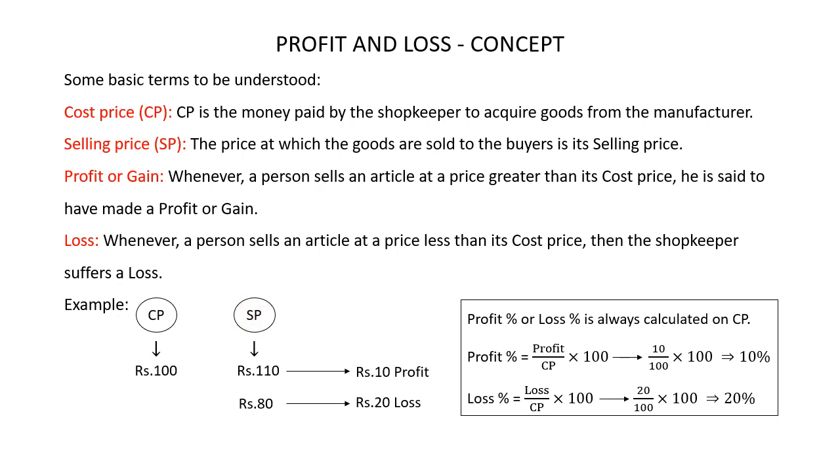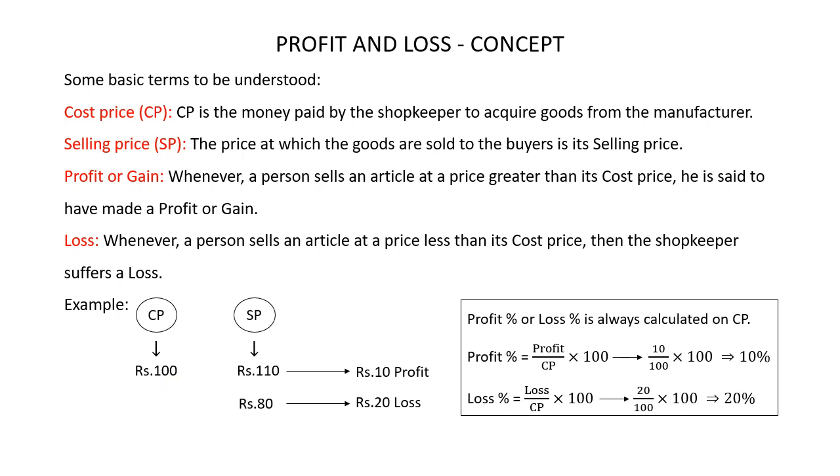Now let's suppose that the cost price is rupees 100. Now the shopkeeper sells the goods to his customers at rupees 110. Clearly here you can see that he bought the goods for 100 rupees and he is now selling it for 110 rupees. So clearly he is making rupees 10 profit. So here whenever a profit is being made, selling price will be greater than the cost price.